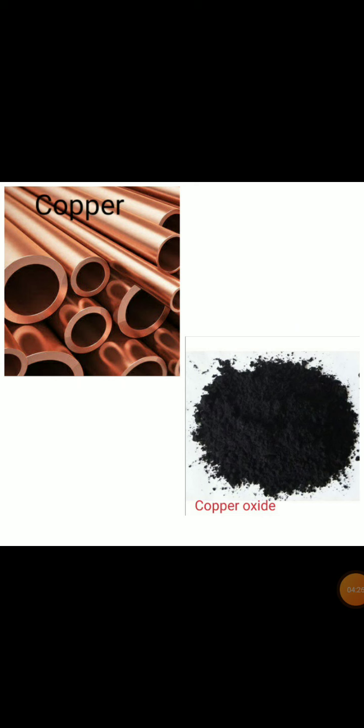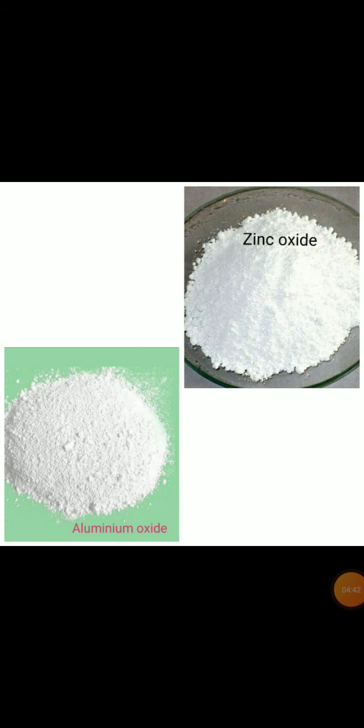In chapter 2, we have learned that copper oxide reacts with hydrochloric acid. We have learned that metal oxides are basic in nature, but some metal oxides, for example, aluminium oxide and zinc oxide, show both acidic as well as basic behavior. These two, aluminium oxide and zinc oxide, will show both the properties. They will show properties of acids, also of bases.